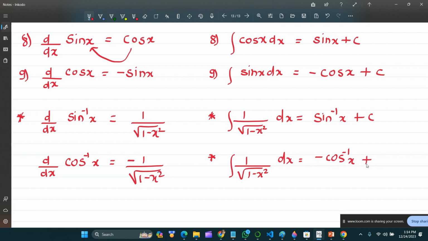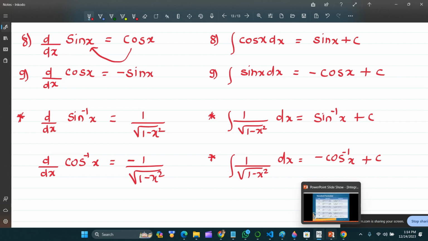So now you can see here the LHS is the same, but the answer will be different: sin inverse or minus cos inverse. Therefore, if in a given example we have to integrate 1 upon root 1 minus x square dx, then you can write both the answers or any one of them, that is sin inverse x or minus cos inverse x.